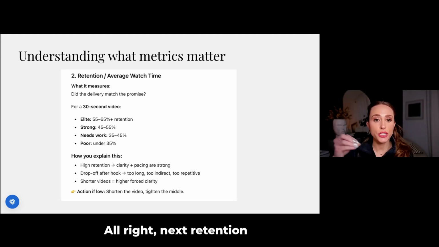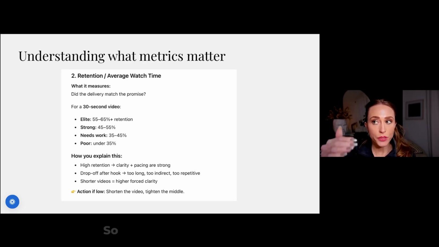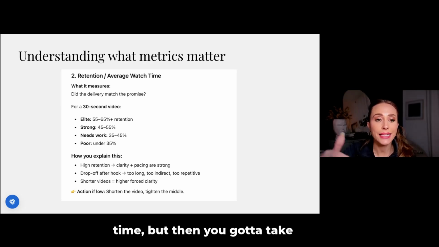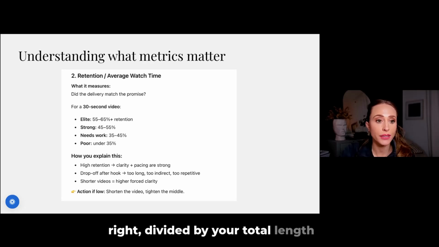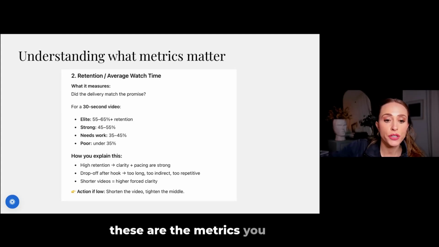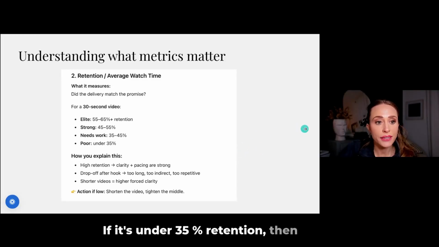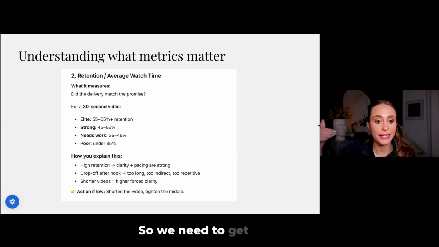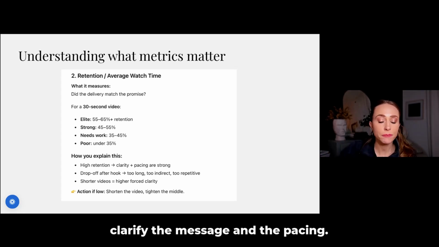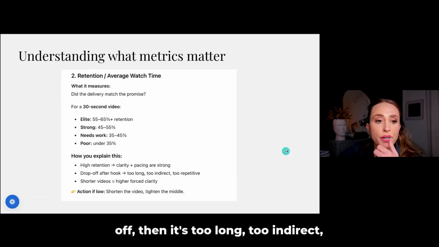All right, next, retention time, average watch time. This is really the percentage of watch time. So you're going to be able to see in your metrics the average watch time, but then you got to take that, right, divided by your total length of your video. If you keep them 30 seconds or less, then these are the metrics you want to be looking at. If it's under 35% retention, then that's just not going to be good enough. So we need to get that up. So we need to clarify the message and the pacing. If the hook is good, but then they drop off, then it's too long, too indirect, too repetitive.